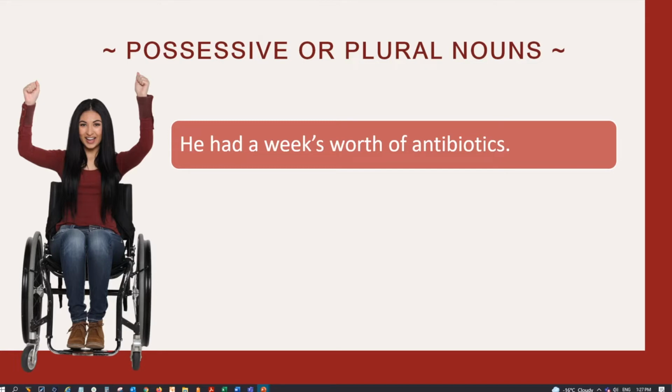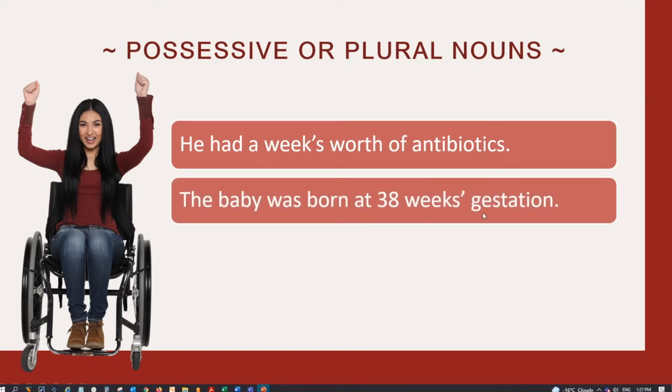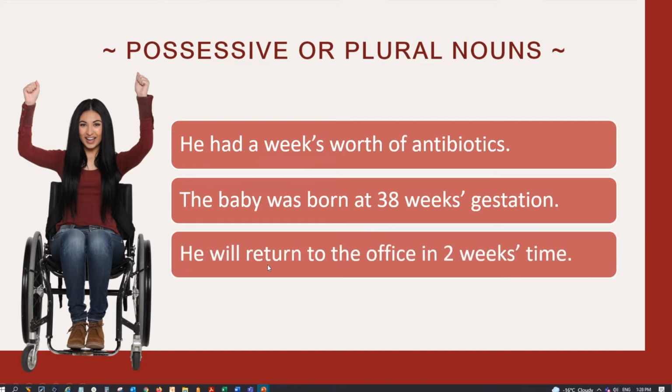So, he had a week's worth of antibiotics. Again, time. Also a week, it's singular, so the apostrophe is before the S to show a week, singular. The baby was born at 38 weeks gestation. So that's more than 1 week, 38 weeks. The apostrophe is after the S, and again, we're talking about time. He will return to the office in 2 weeks' time, with the apostrophe after the S because there's more than one.